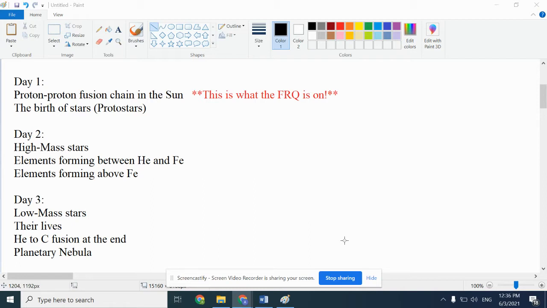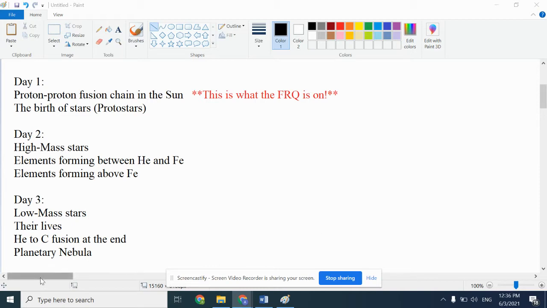To kind of recap where we've been so far, day 1 we talked about the proton-proton fusion chain that happens in the sun. I mentioned before that your test has one FRQ question on it, and it's specifically on doing that proton-proton chain. So you want to make sure that you know how to do WebAssign A1 come test day. We also talked about the birth of stars and protostars on the first day. Second day, we went on to high mass stars, elements forming between helium and iron, and then elements forming above iron. Day 3 was low mass stars, their lives, helium to carbon fusion at the end, and then planetary nebula.